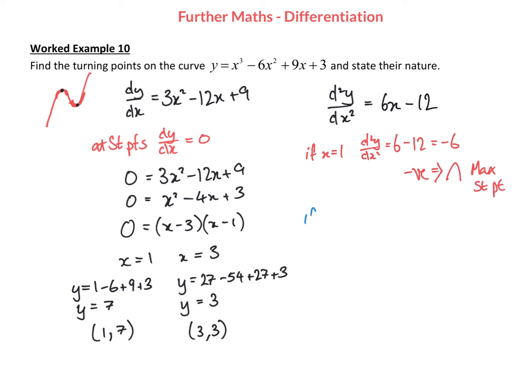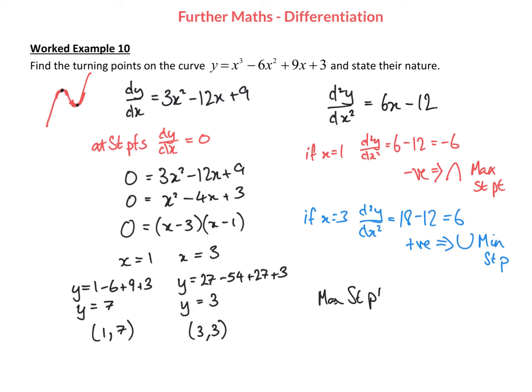How about the other stationary point? Well, if x is 3, that's our other stationary point, d squared y by dx squared is, remember to put it into our d squared y by dx squared, so 6x, 6 times 3 is 18, minus 12, which is 6. And 6 is a positive value, so that implies to me a happy face or a minimum stationary point. So then let's just finish it off. We have a maximum stationary point at 1, 7, and we have a minimum stationary point at 3, 3.